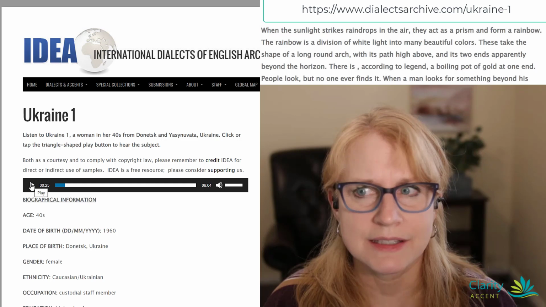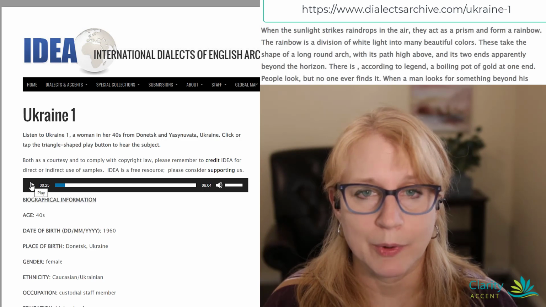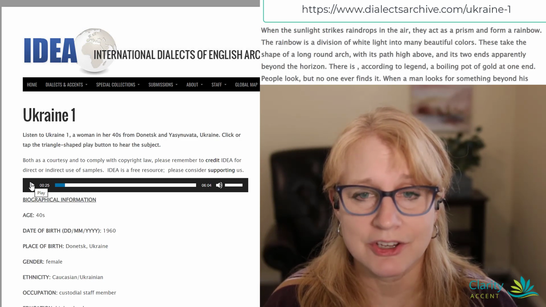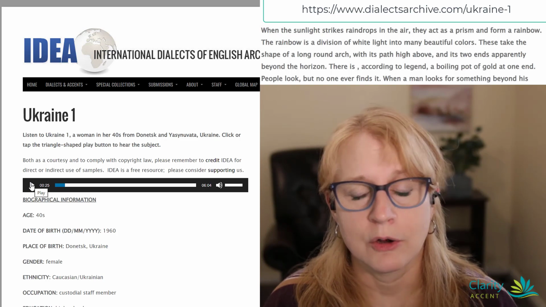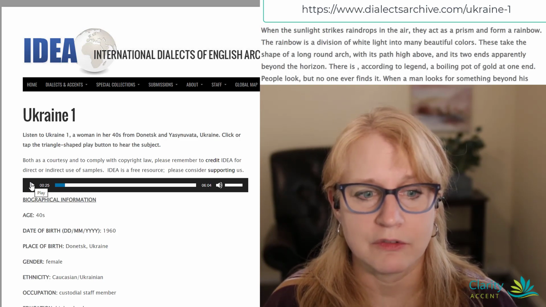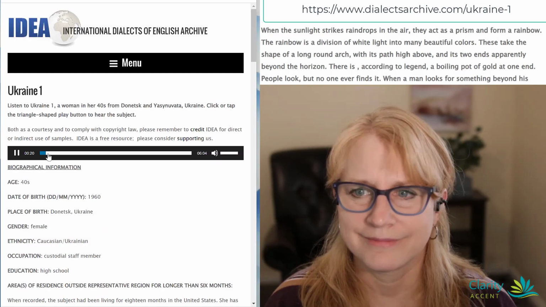She says this take the shape, and so she either must mean, I can't remember what came before it, but these take the shape or this takes the shape. So a slight grammatical error there with the conjugation, whether it's singular or plural, it has to go with the right verb of takes. These take the shape of a long round arch.